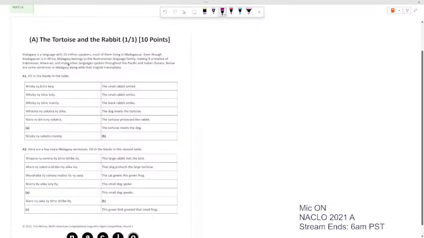Malagasy is a language with 25 million speakers, most of them living in Madagascar. Even though Madagascar is in Africa, Malagasy belongs to the Austronesian language family, making it a relative of Indonesian, Hawaiian, and many other languages spoken throughout the Pacific and Indian Oceans. That's cool. Below are some sentences in Malagasy along with their English translations.